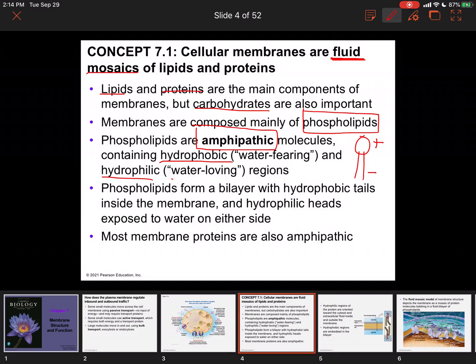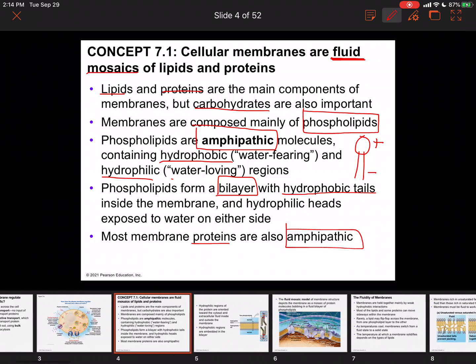Phospholipids will form that bilayer. Remember the bilayer, bi means two, so it's a double layer of those hydrophobic tails that are pointing inside, and then the hydrophilic heads will be exposed to the water side, pointing outwards. It says most membrane proteins, so the proteins are also amphipathic, and so they're going to also have a charge.